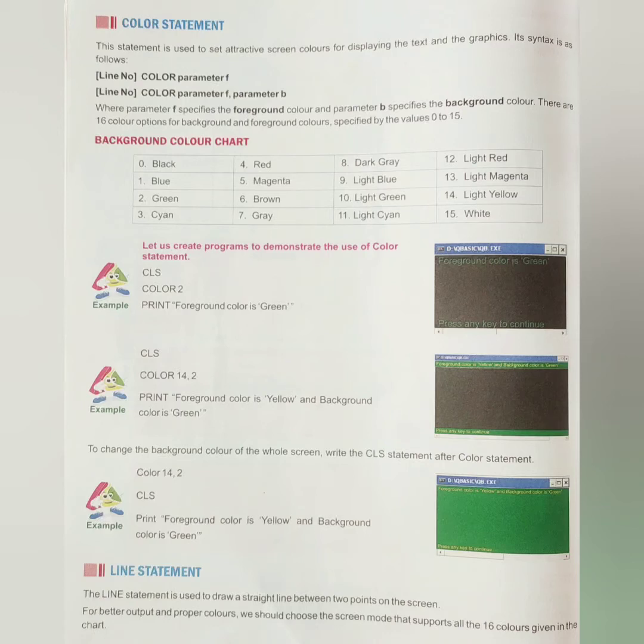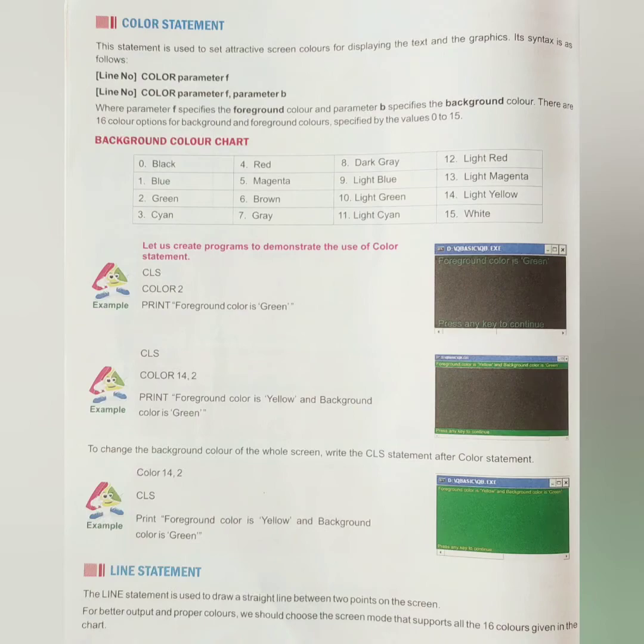We will write COLOR, then we will write the color that we want to use in the foreground. If I want to use light green, I will write 10. Then I will separate the background by giving a comma. Then I will write the background color. I want to give the background color magenta, so I will write 5. You can see some statements are also given in your book, and I will explain these statements with examples.